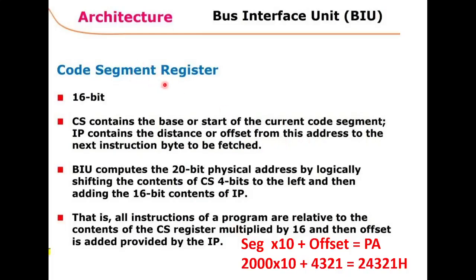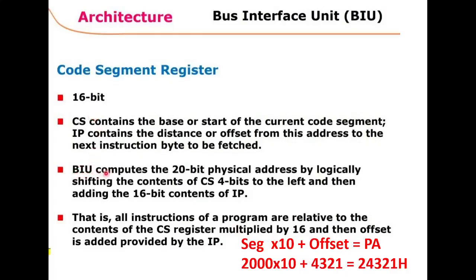The code segment register is 16 bits long, and as I told you, CS contains the segment address, or we can say the base address or start address, of the current code segment, and IP contains the offset address. The offset address is nothing but a distance, from the base address to the instruction we need to fetch. How far the particular instruction's memory location is from the base location, that is your offset. That offset will be in IP and the base address will be in CS.